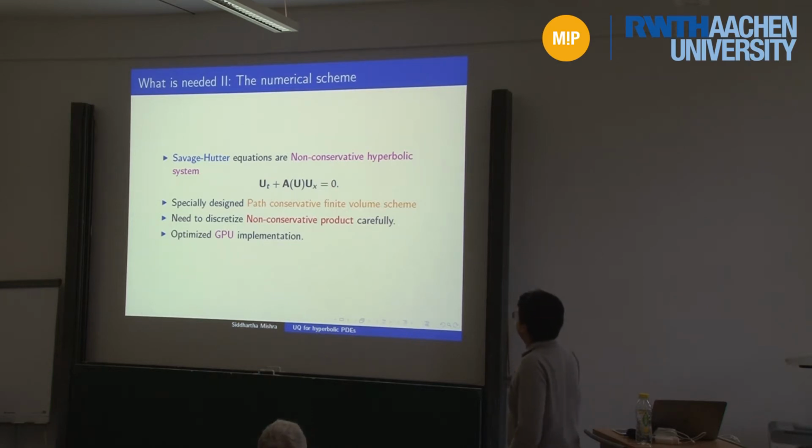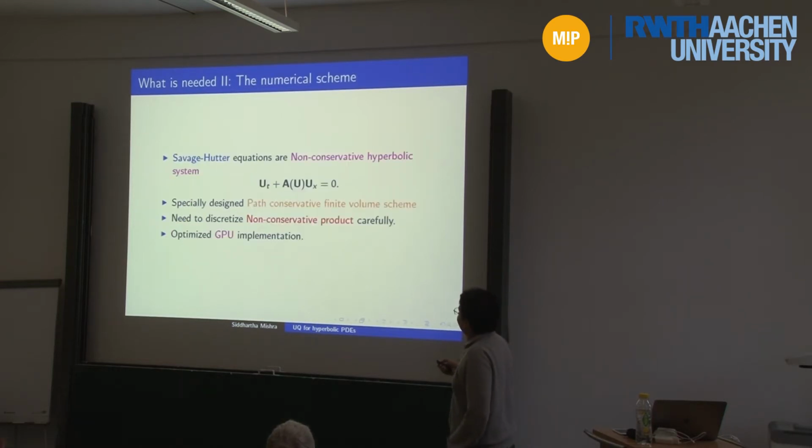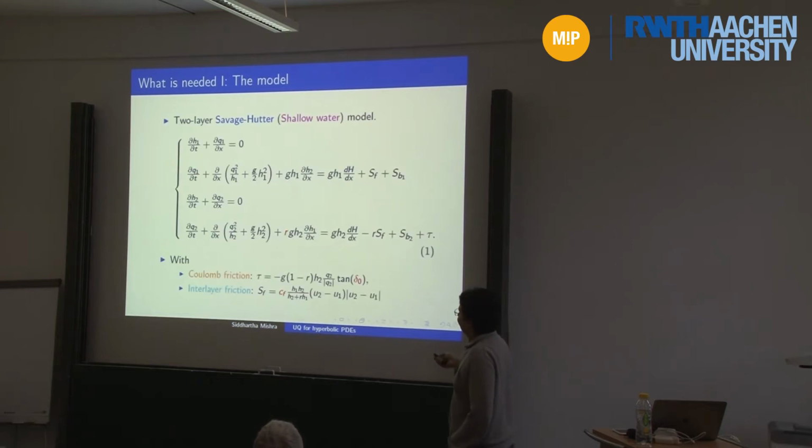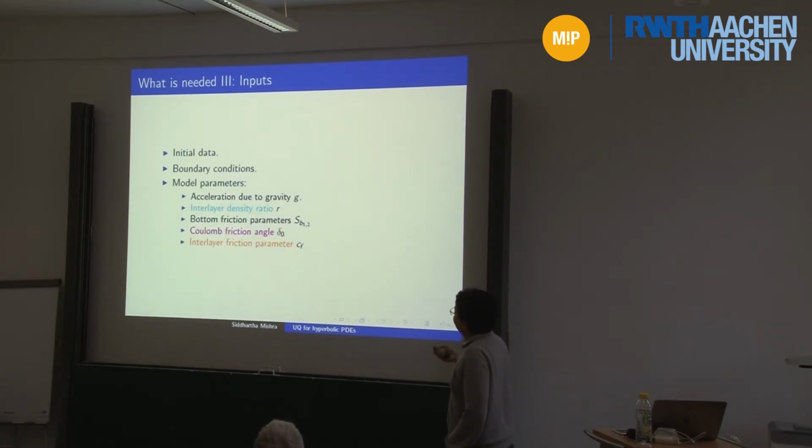For instance, what are called path conservative finite volume schemes. People in Malaga, some of my colleagues, have done this optimally on a GPU. So you can even implement this. And then finally, so you have a numerical method, you have a mathematical model, and finally you need parameters, right?